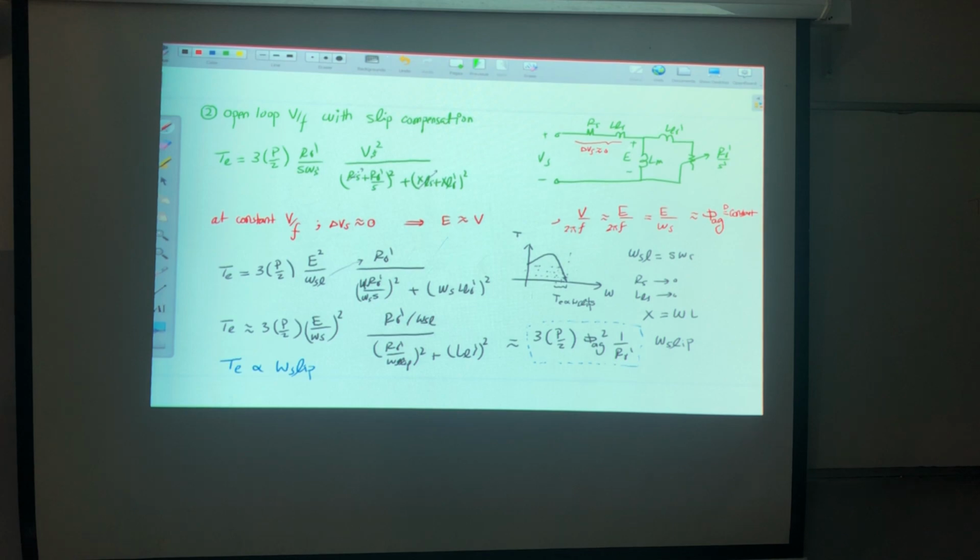Good. So the torque is proportional with omega slab. ذكروني آخر ثلث ساعة عشان أعطيكم كويس.